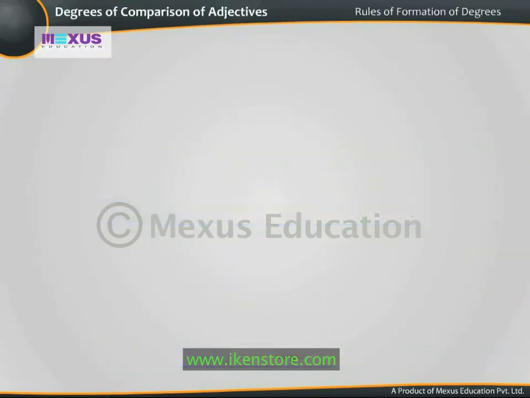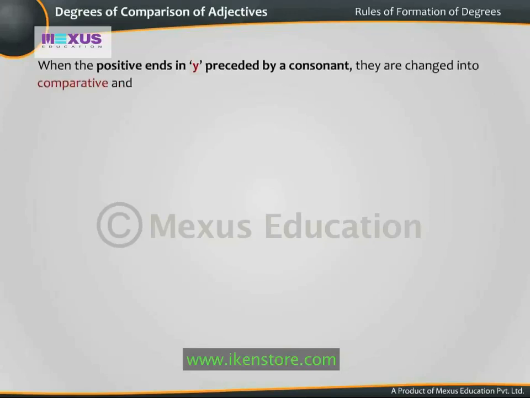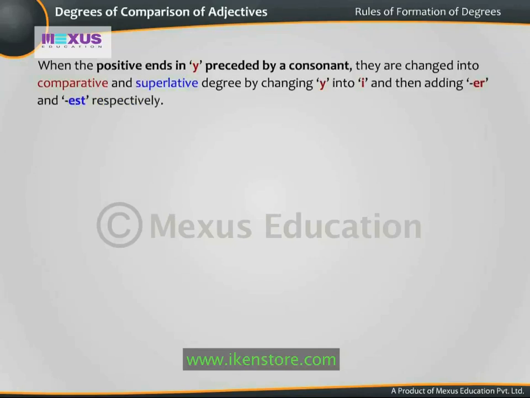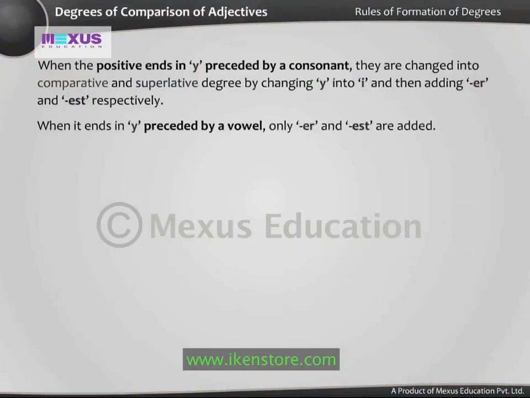There are some more ways. When the positive ends in y preceded by a consonant, they are changed into comparative and superlative degree by changing y into i and then adding er and est respectively. When it ends in y preceded by a vowel, only er and est are added. Take a look at some examples.